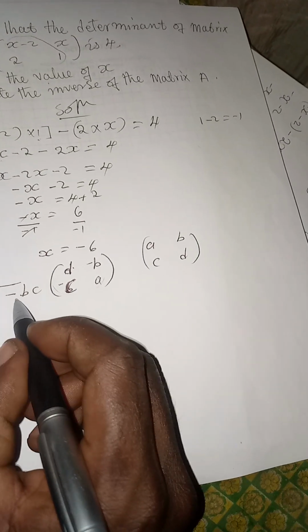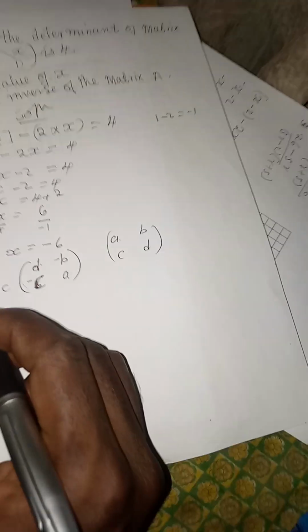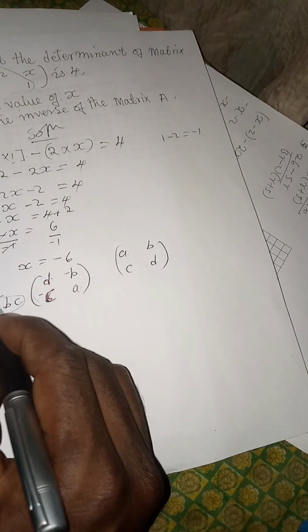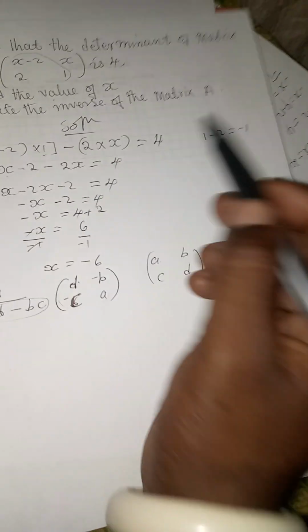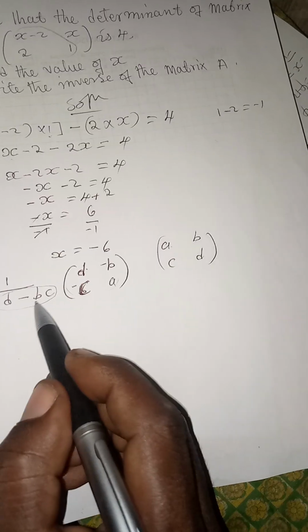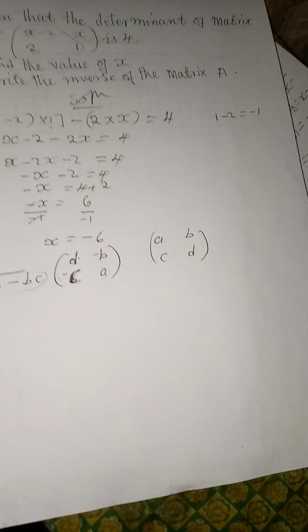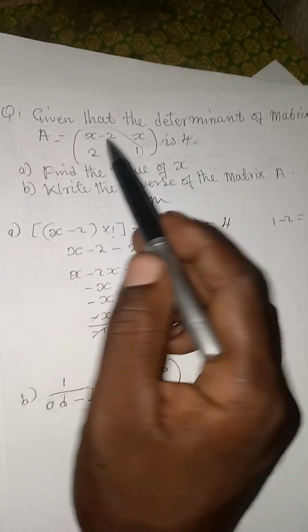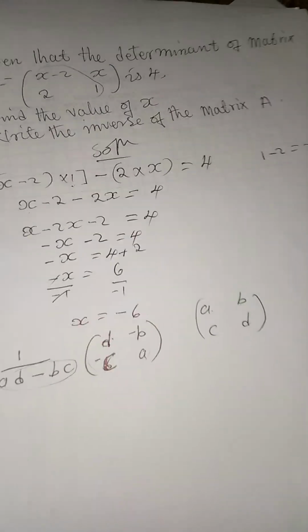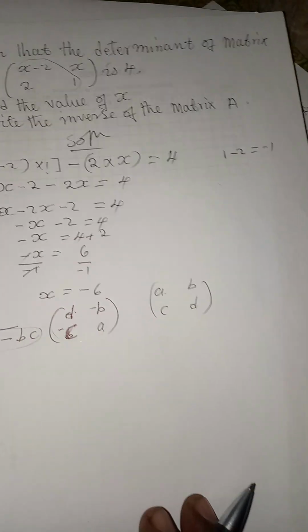So this AD minus BC is the same as the determinant. Now from the question here, the determinant has been given as 4. So we'll not stress too much on this because the determinant has already been given. Alright? So, first of all, from our question here, we have got letter X. And X we have been told as being negative 6.